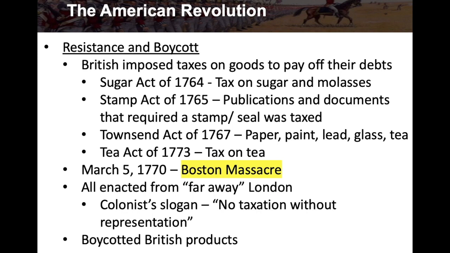Stamp Act of 1765. Stamp Act is where publications and documents that required a government stamp or seal were taxed. And you might not think of that as that big of a deal.